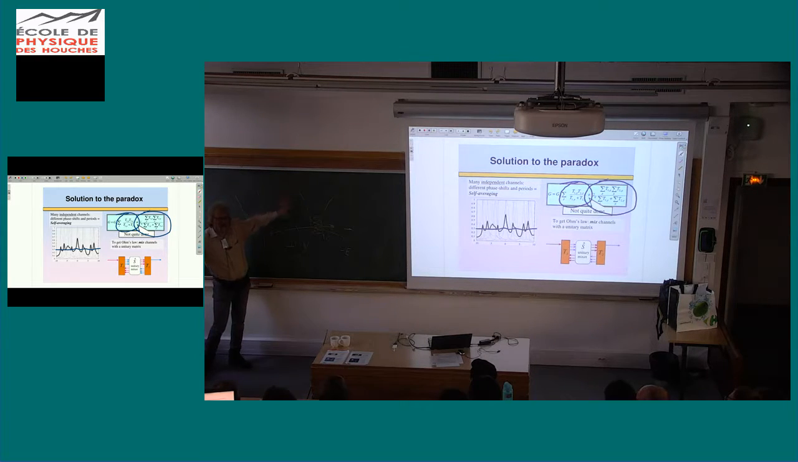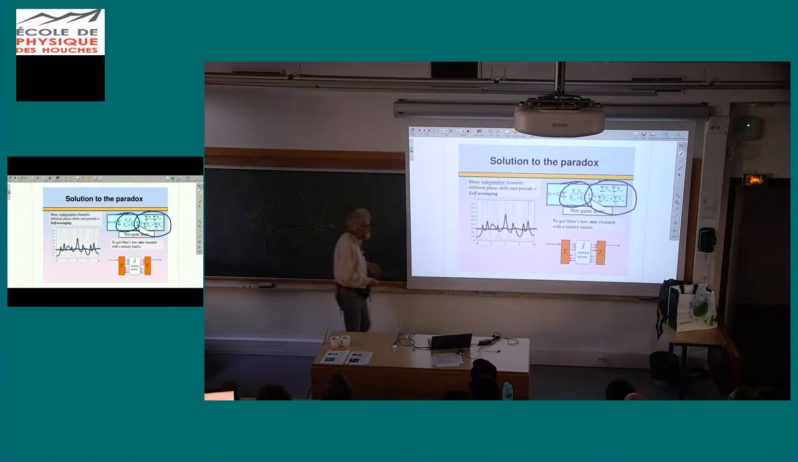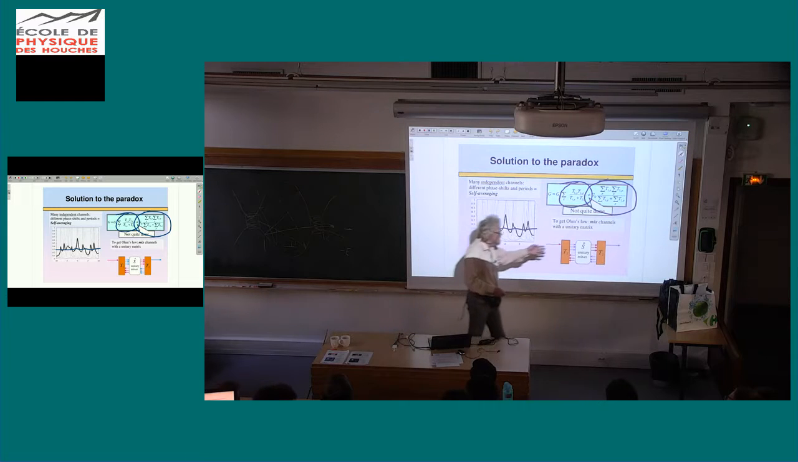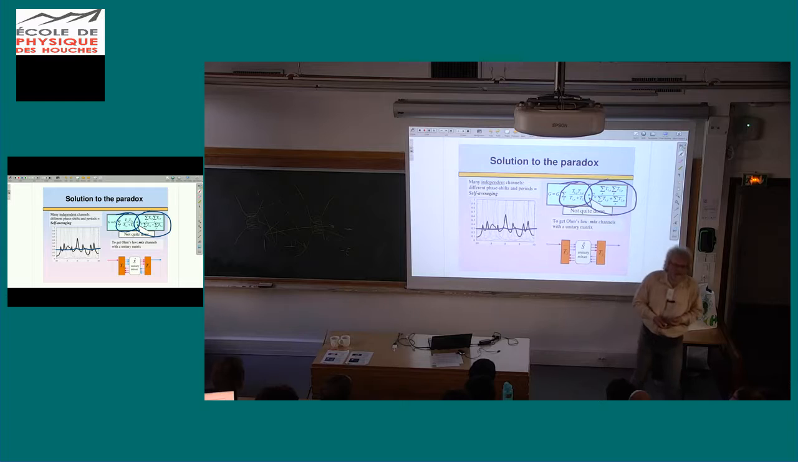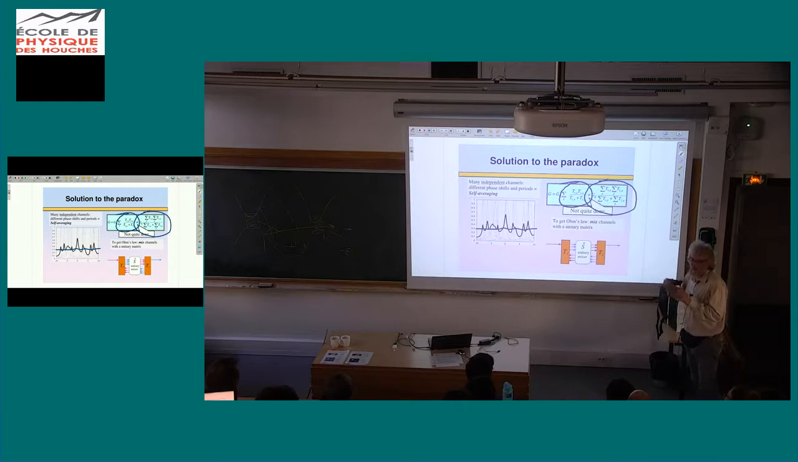Interestingly, this region has no resistance, at least in comparison with these constrictions. All resistance is here. What this region does is just randomize the phases of incoming and outgoing waves, just provides a realization of a scattering matrix with very many different phase factors.